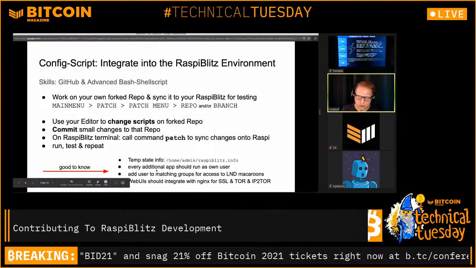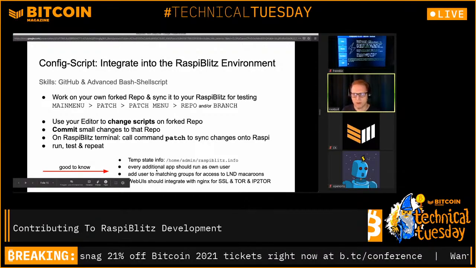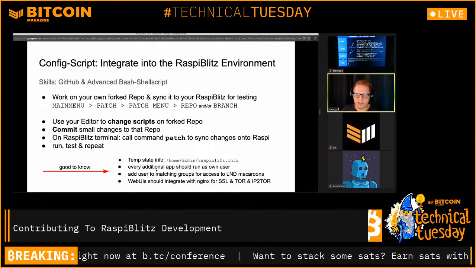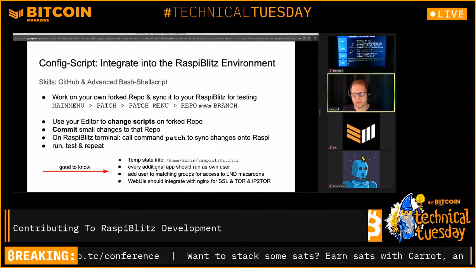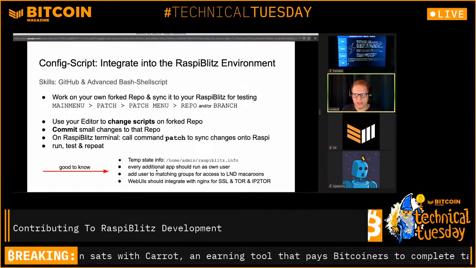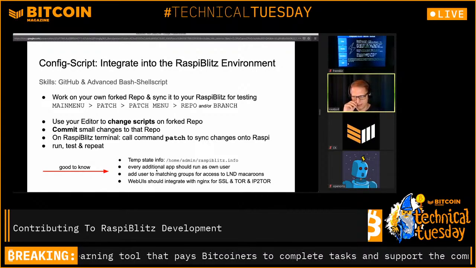Every additional app should run as its own user. This is just to keep them a little bit separated, so that we can separate them on file permissions and things like that. If there's something bad or evil in a script, or something installs a dependency that goes rogue, it's not affecting the complete system. So it's a good practice to run additional apps in separate users.